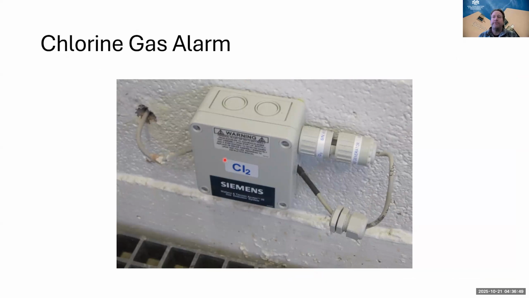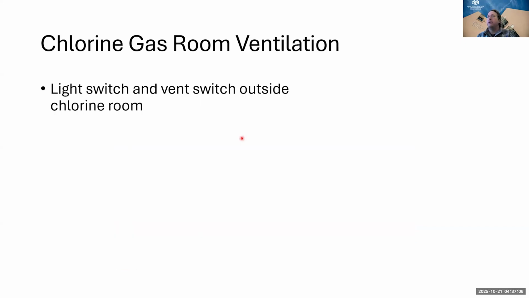Also, the disinfection building should be equipped with an automatic chlorine gas alarm. And you can see here that it's near ground level because chlorine gas, again, is heavier than air, 2.5 times heavier. And so you need to have that alarm system.